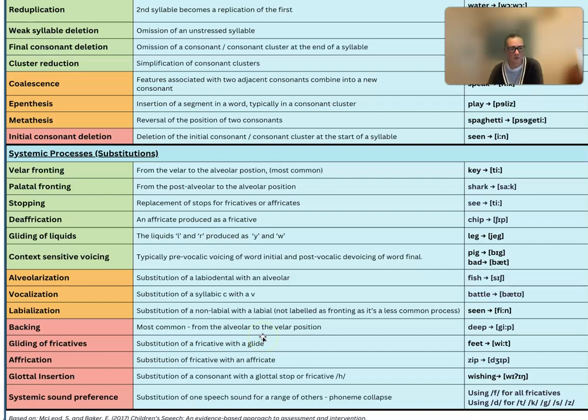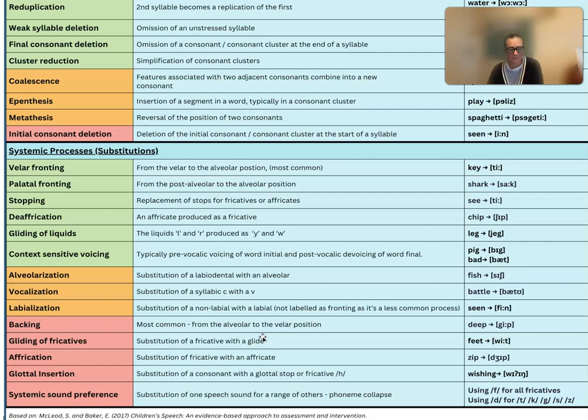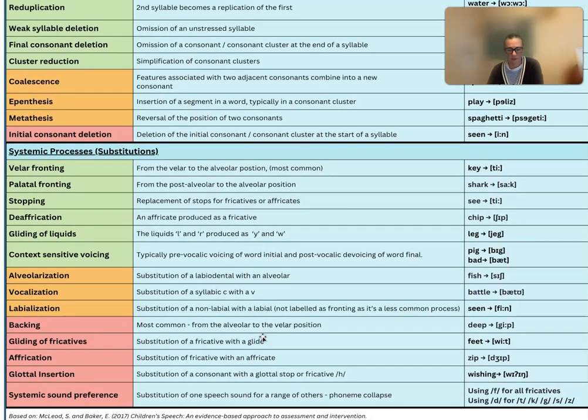Then you've got affrication, which is the opposite of deaffrication, but this is unusual because obviously affricates are more complex than your fricatives. So a child doing affrication is making life more difficult for themselves. They're using something that's more complex, which is unusual, and that's why it would be classified as an atypical process. The example I've given is the z to a j, so zip to jip, which has maintained that voicing but has turned it into an affricate.